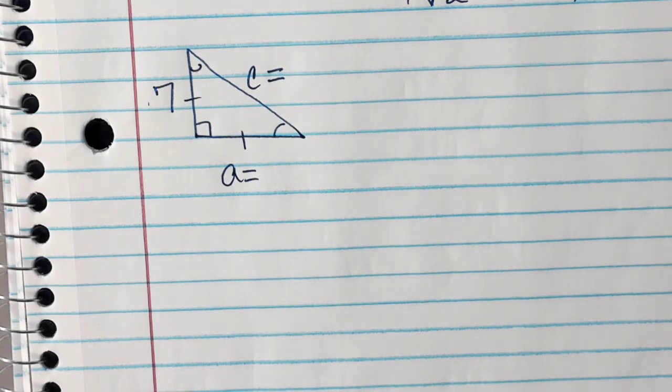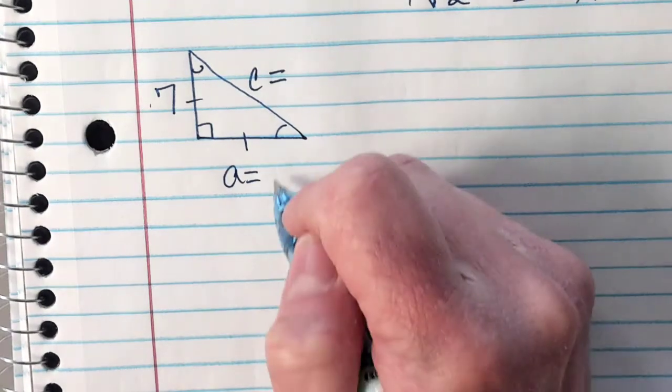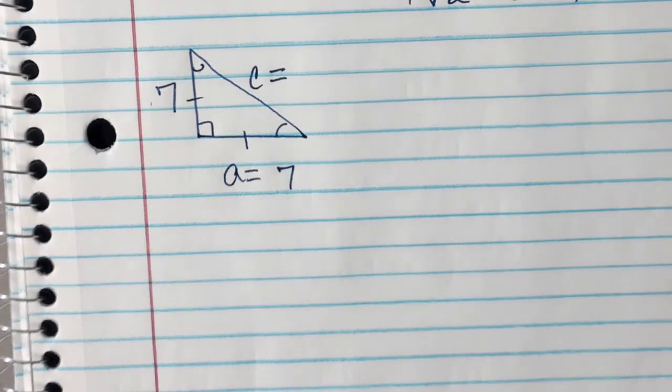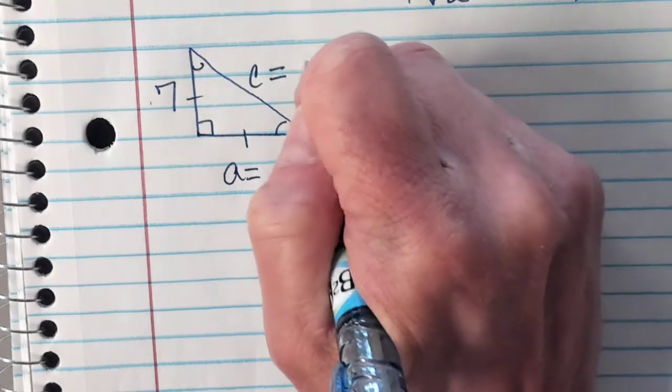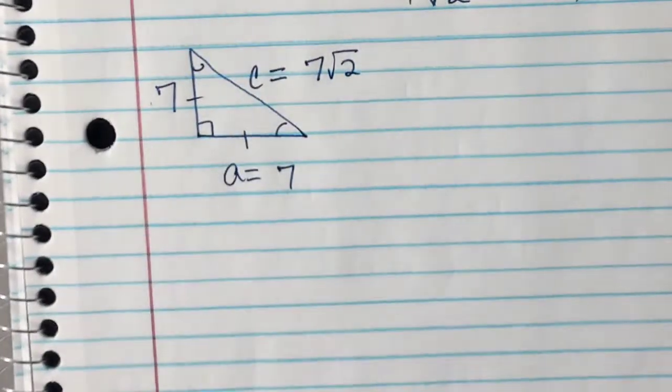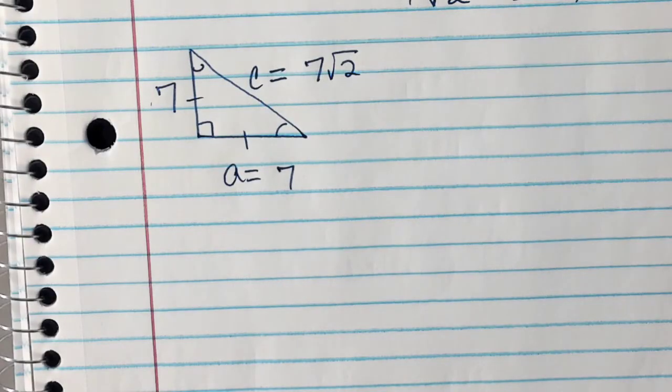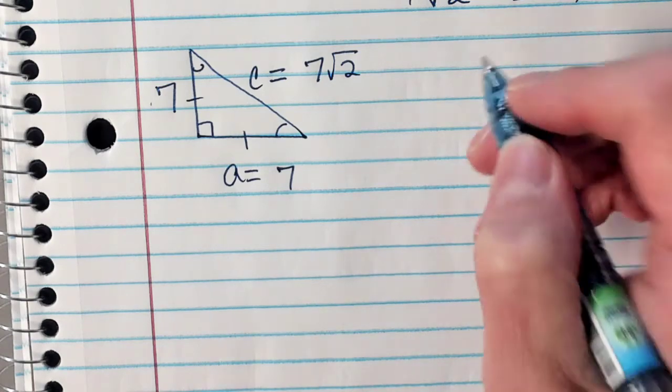Right now, can you tell me what the length of A is? 7. It's got to match. And right now, I can tell you without showing any work that the length of C is 7 root 2. The pattern shows that I keep the leg and I throw a root 2 on the end. And if you're like, are you sure, you're going to question your math teacher? You should. You should question your math teacher.